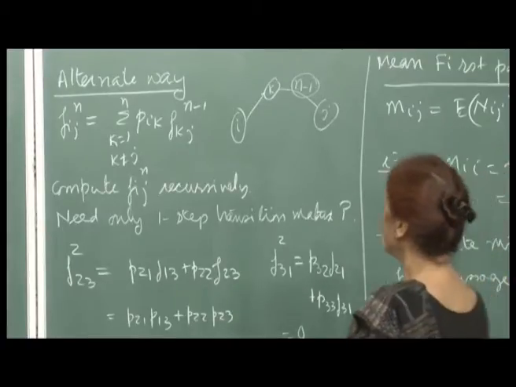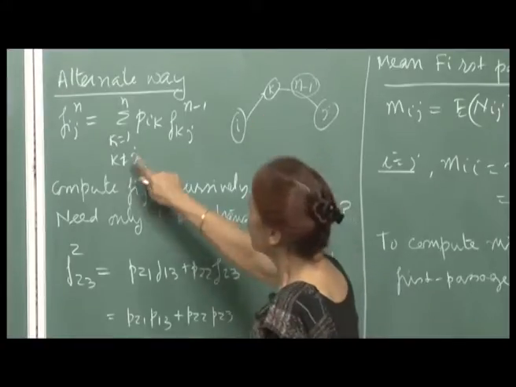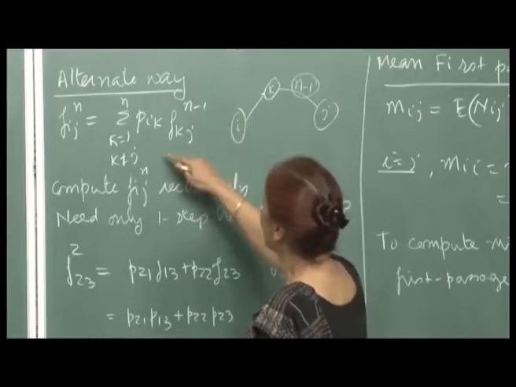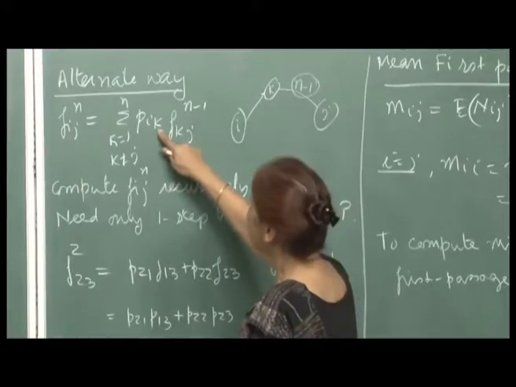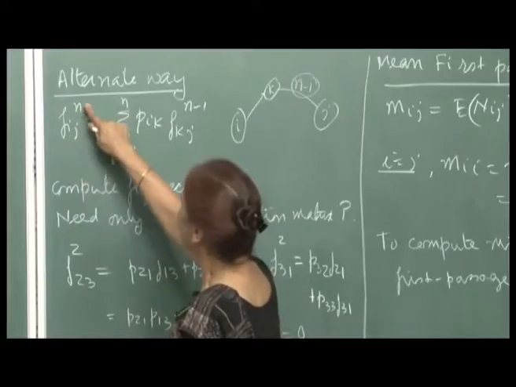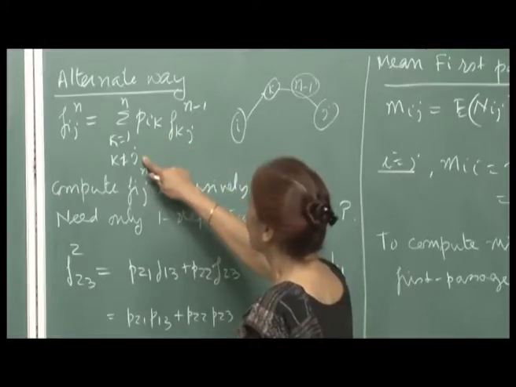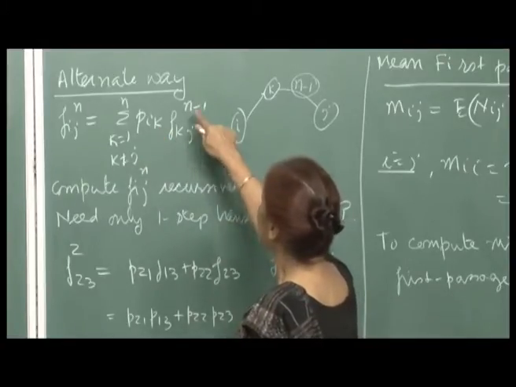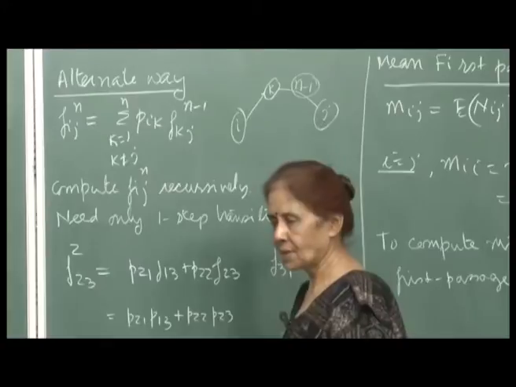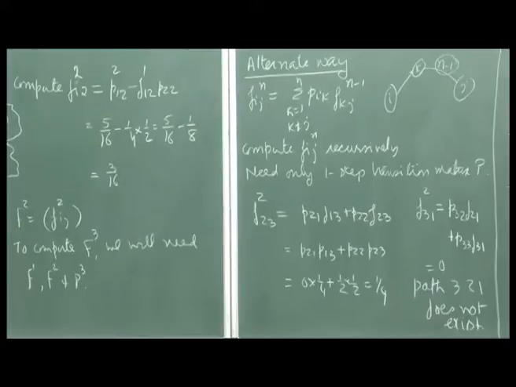So the argument is okay, right, because I have to move out from i to some k, and k should not be j obviously, because I have to visit j for the first time. But that means I will definitely visit some other state k from i in one step, since I want to visit j from i in n steps. In the first step I will go to a state different from j, and then I need f_kj(n-1). So from k I should visit j for the first time in n minus 1 steps. This is a neater way of computing your first passage probabilities.